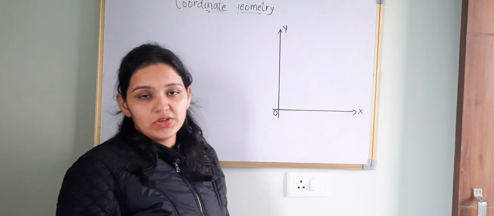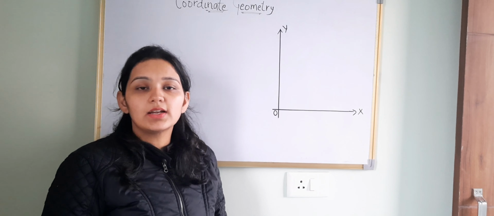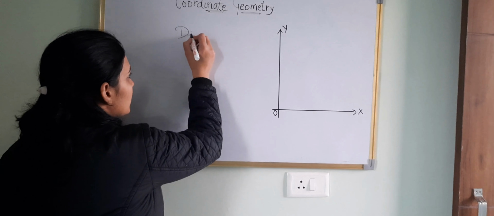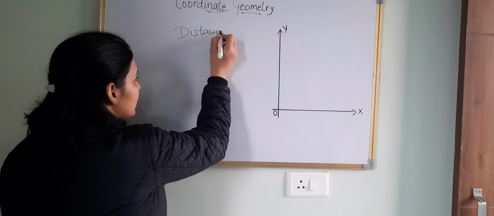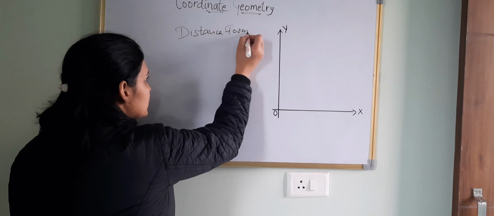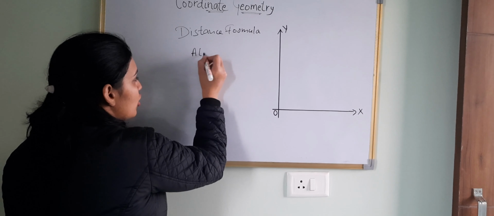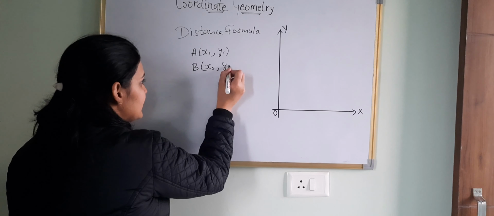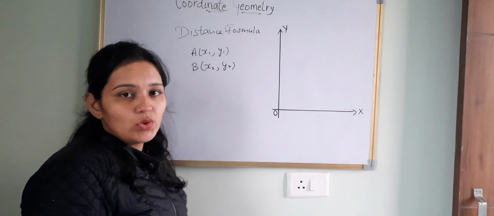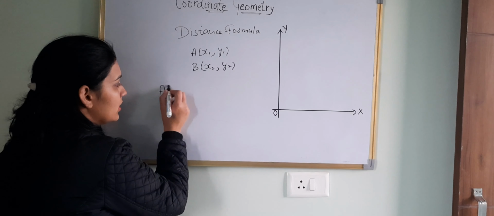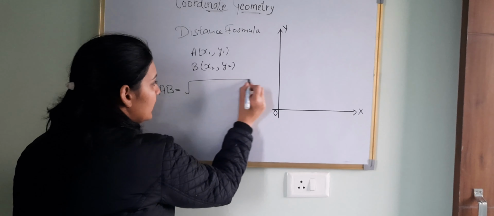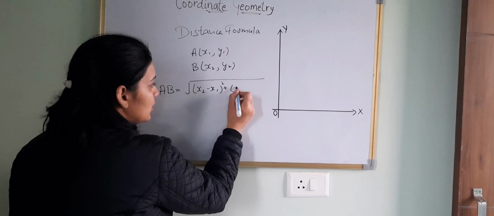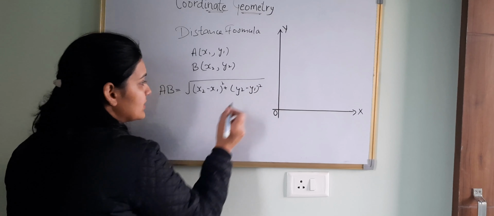So after these definitions, the next thing that comes in your topic is the distance formula. See class, what your distance formula says to you, that if there are two points in the coordinate plane, say A having the coordinate (x1, y1) and B having coordinate (x2, y2), then the distance between these two points is given by AB equals under root (x2 minus x1) whole square plus (y2 minus y1) whole square.